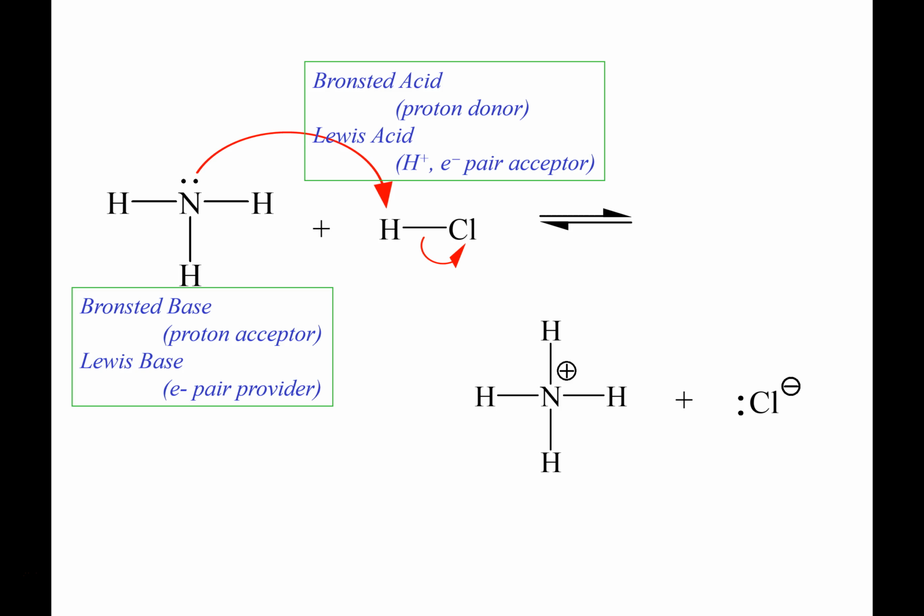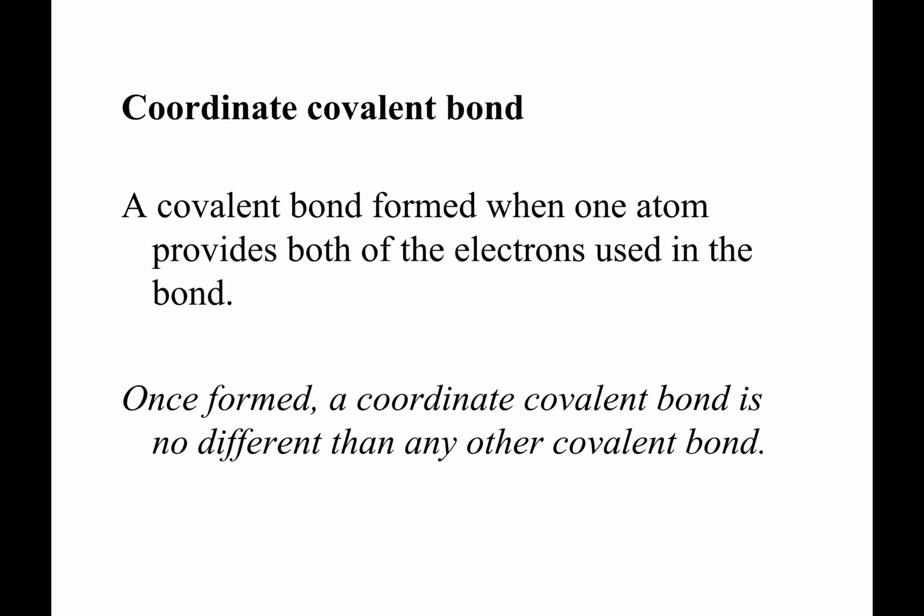Looking from left to right here, the HCl is providing the proton, so it's the Bronsted acid. It's also the Lewis acid, which should always be the case. They should be common acid, common base in all three definitions. It's the Lewis acid because it was an electron pair acceptor. That electron pair right there went with the chlorine.